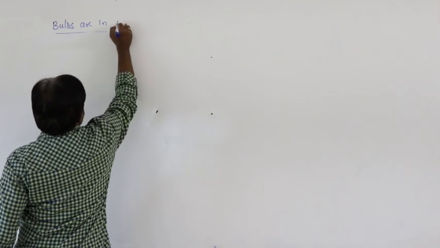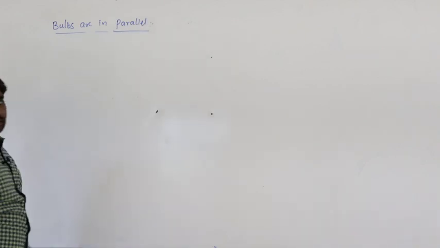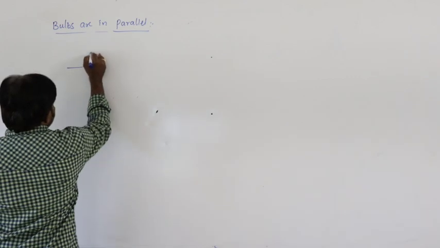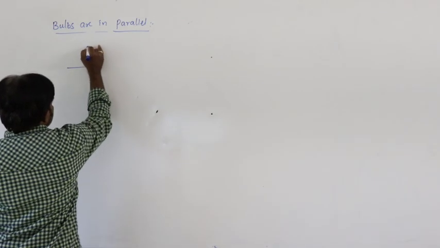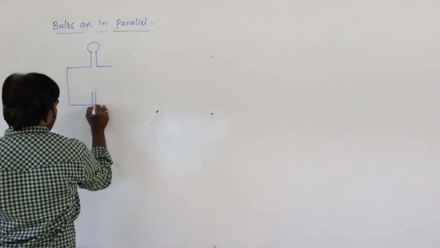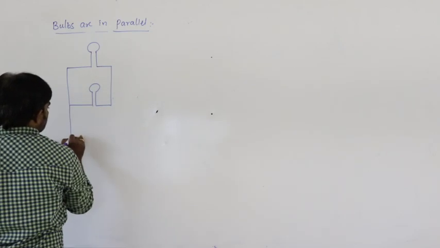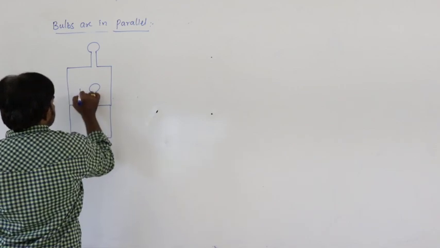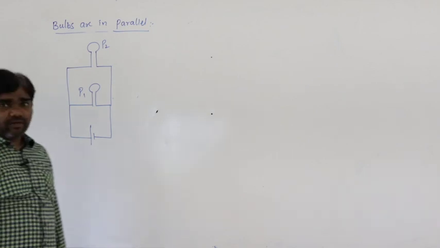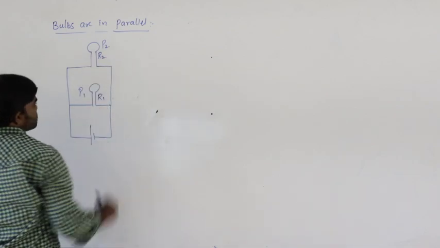If the bulbs are connected in parallel combination, how can you calculate this? So see here, two bulbs having power ratings P1 and P2 are connected in parallel. P1 and P2 are the individual power ratings and the resistances are R1 and R2.